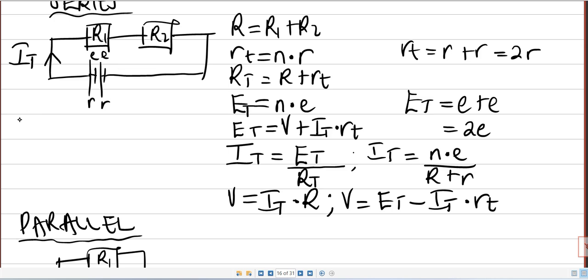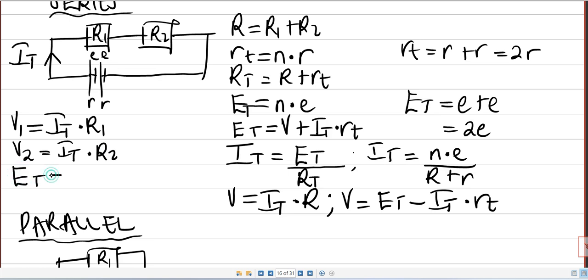The voltage drop through these two resistors may be expressed as follows. The voltage for the first resistor, resistance number 1, can be expressed as V1 equals I total times the resistance it's passing through, same as the one for R2. It may also be expressed as V2 equals I total times R2. So that's E total as well.